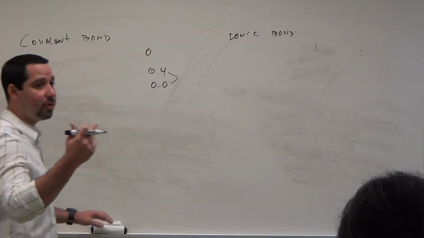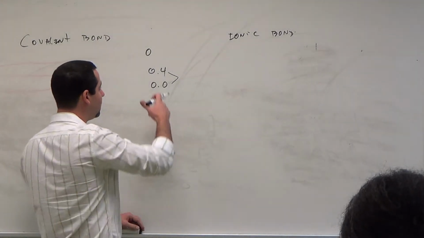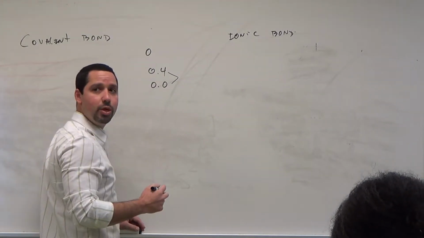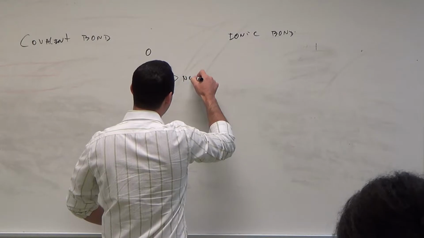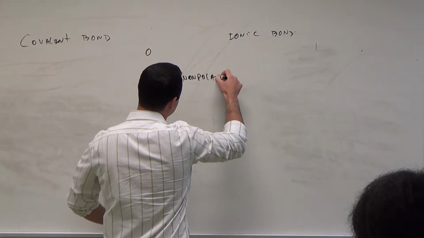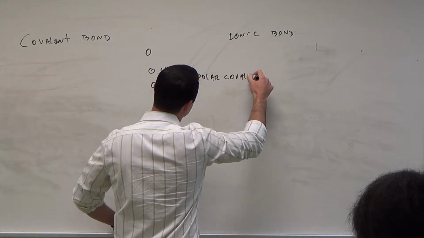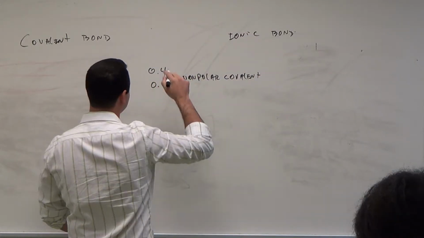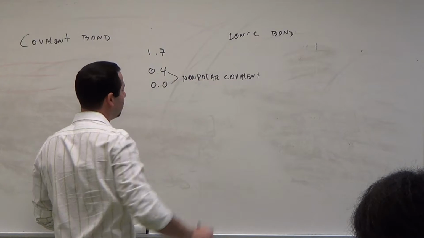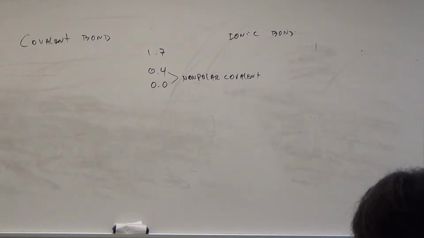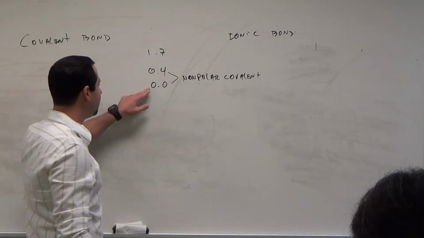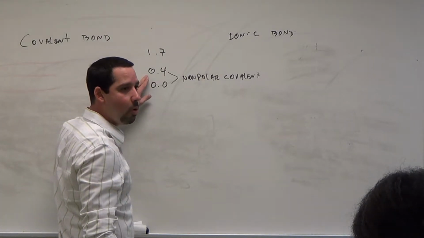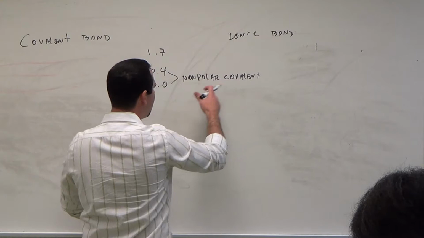Okay, if the difference in electronegativity between them is 0.4, this bond is called nonpolar covalent. Professor, repeat that one more time. What's a nonpolar covalent one more? If the difference, don't worry, okay? The difference in electronegativity is from 0 to 0.4. This is called the nonpolar covalent.